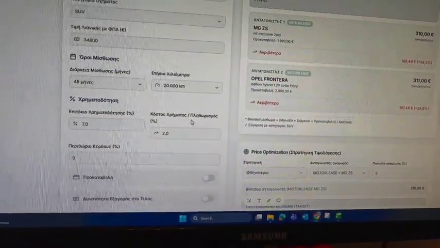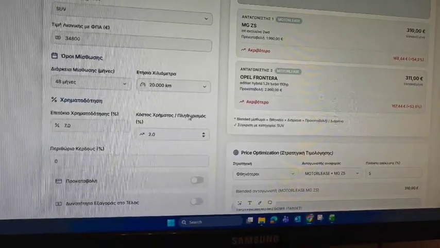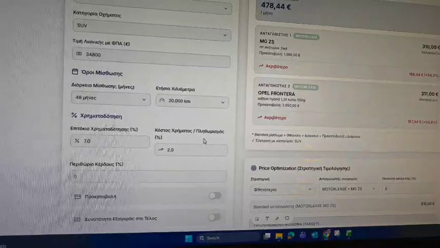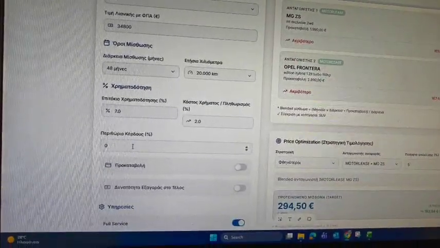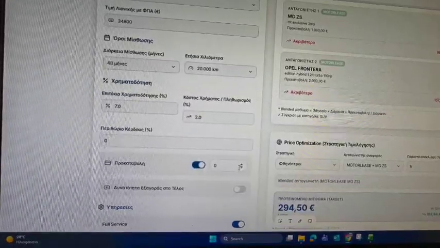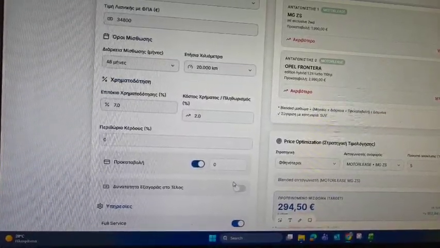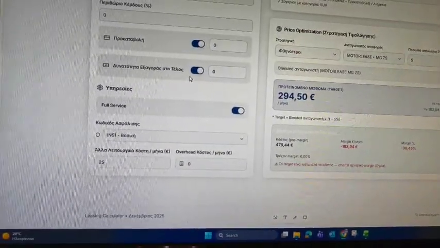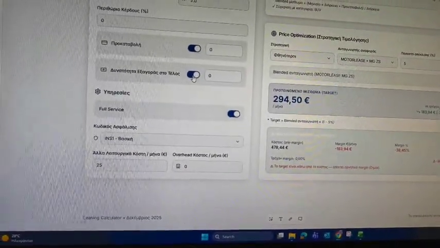Here we can see the cost of money because of the inflation. We need to calculate that in the monthly fees. Here you've got the margin that the leasing company wants to have. If you click here, you can enter an amount for the advance payment. If you click here, you can have the buyback price, if there is a buyback price, obviously. That's why there's a switcher.